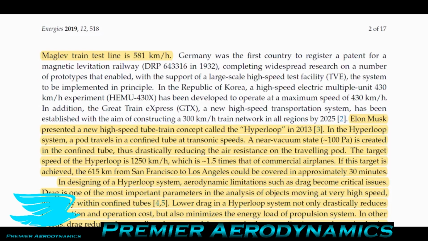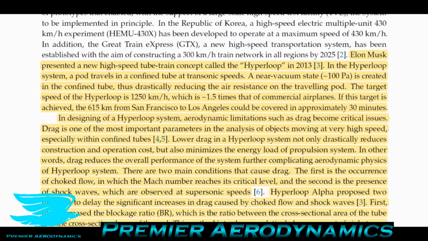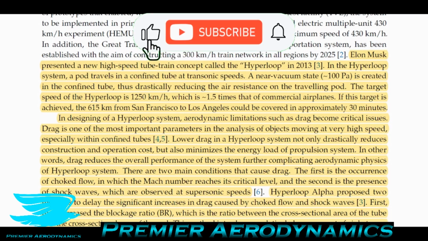So Elon Musk, let's move on to the Hyperloop idea now. Elon Musk presented a new high-speed tube train concept called the Hyperloop in 2013. In the Hyperloop system, a pod travels in a confined tube at transonic speeds. So transonic means when you're reaching the speed of sound.